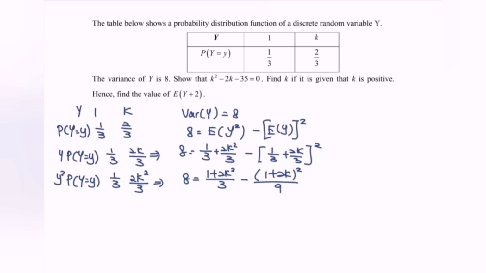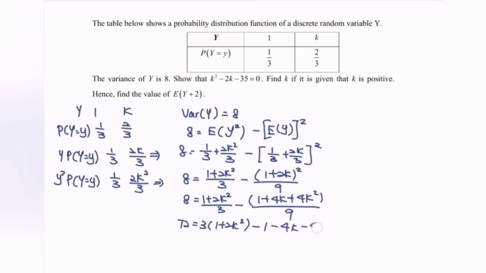So expand the situation. So where we will have 8 is equals to 1 plus 2k squared over 3 minus bracket 1 plus 4k plus 4k squared over 9. Multiply all the terms with 9. So we will have 72 is equals to 3 multiplied with 1 plus 2k squared minus, where we have minus 1 minus 4k minus 4k squared.